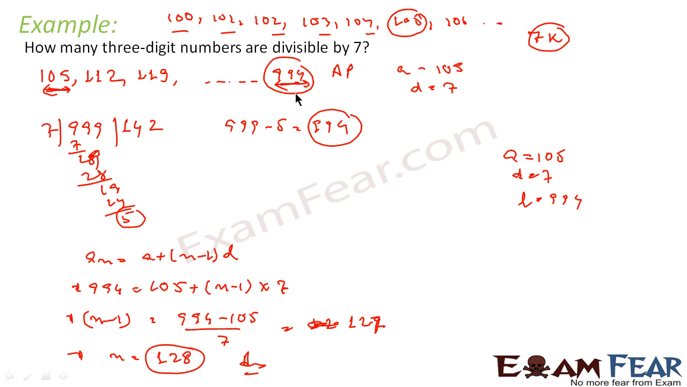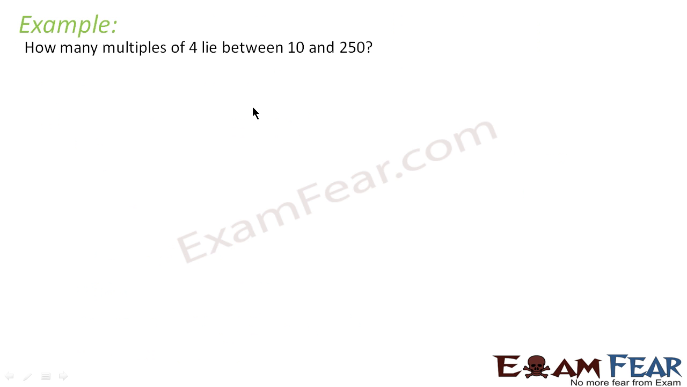We have got a series where we have A, we have D and this is An = 994. We have to find the value of n and the n came out to be 128. So we can say that this is A1, this is A2 and this is A128. Since this is A128, I can say that there are 128 such terms which are 3-digit and which are divisible by 7. Let's take one more example.